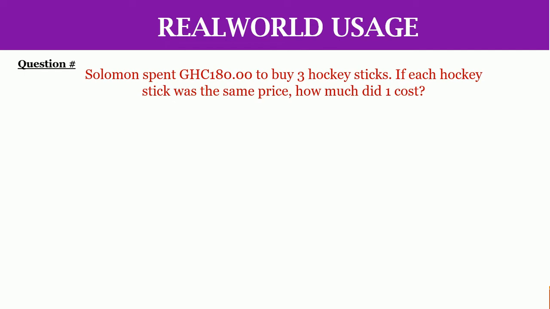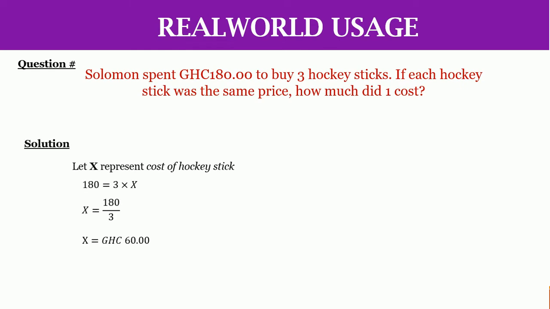Let's take a look at this real-world example. If we are given a question: Solomon spent 180 Ghana cedis to buy 3 hockey sticks. If each hockey stick had the same price, or if all the hockey sticks had the same price, don't mind the grammar, we are learning programming. How much did one cost? All right, now the solution to this particular problem is usually solved this way.